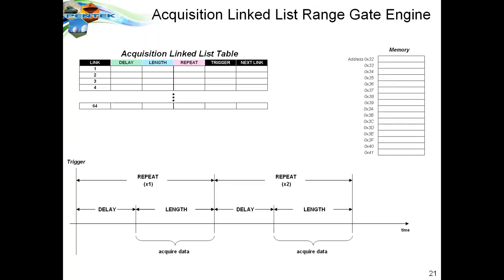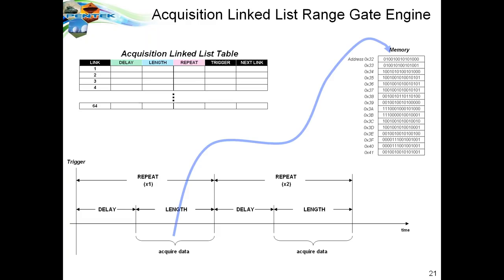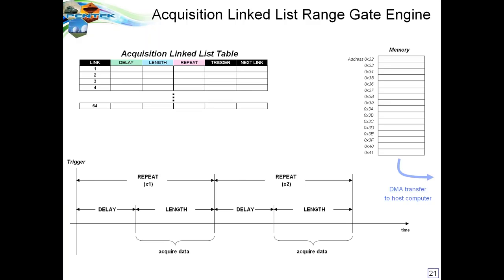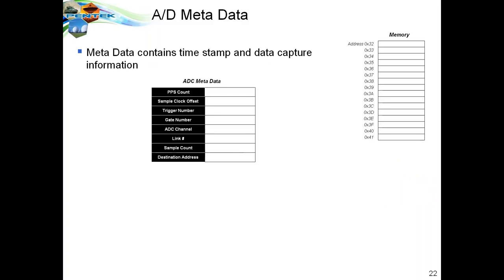When data is collected in the acquisition engine, it can be delivered to local memory where it's stored in DRAM, for example, and then finally delivered across PCI Express to a system memory destination specified by the DMA controller. Along with the data, we also deliver metadata in the form of header information that describes the data samples themselves. Metadata contains the timestamp and data capture information.